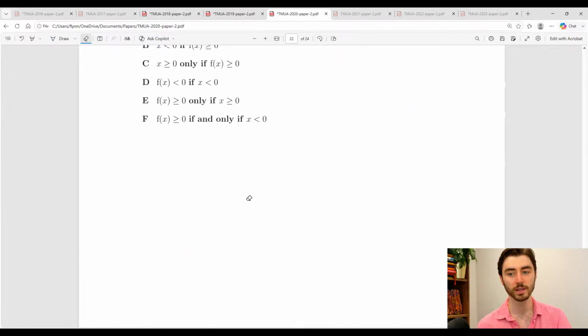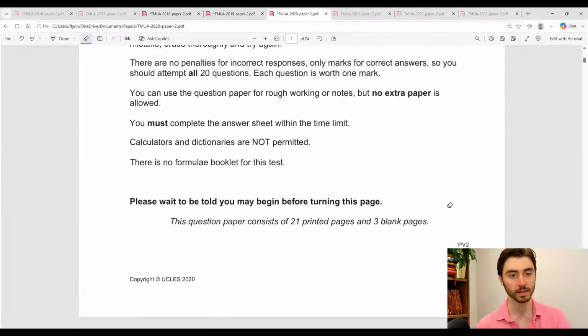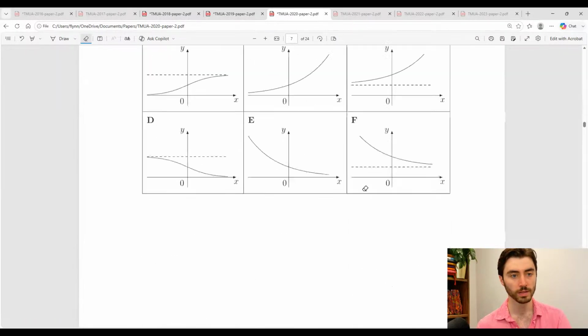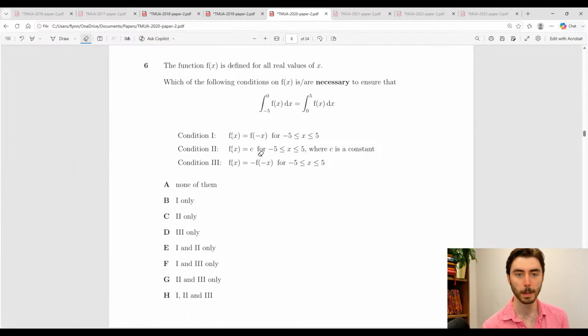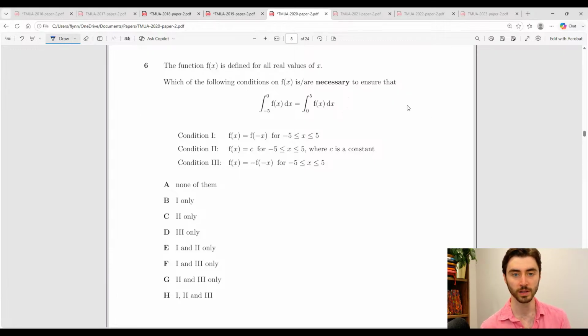2020, I said question 6 and 7 are ways of introducing this. So here, again, necessary and sufficient. Which of the following is necessary to ensure? So again, reminding yourself what necessary looks like. So we have condition, equation.